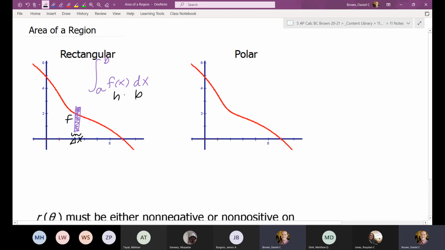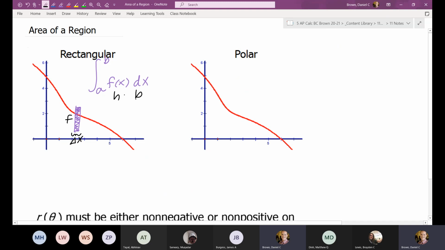When we talk about polar coordinates, it's going to be similar, but in polar coordinates, we never measure from the x-axis. When we graph in the rectangular form, it's x comma y. In polar graphs, it's always r comma theta. So we're never measuring from the x-axis. We're always measuring from the pole.